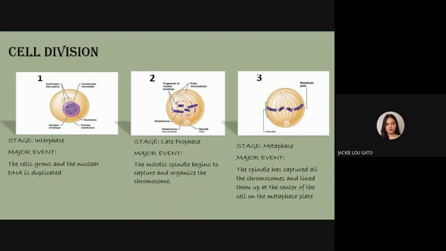And for number three, our answer is metaphase. In metaphase, the spindle has captured all the chromosomes and lined them up in the center of the cell in the metaphase plate. In this phase, the chromosomes are arranged at the equatorial plane and each chromosome is joined by two chromosomal fibers. Next slide, please.